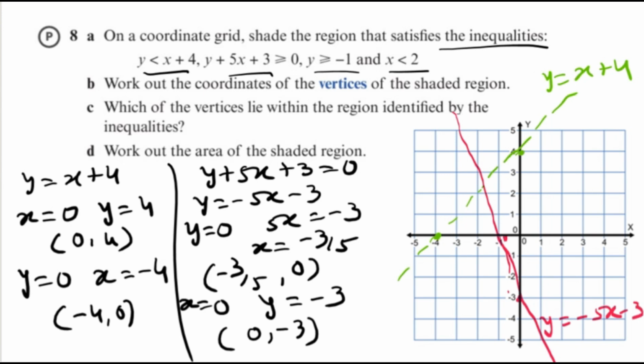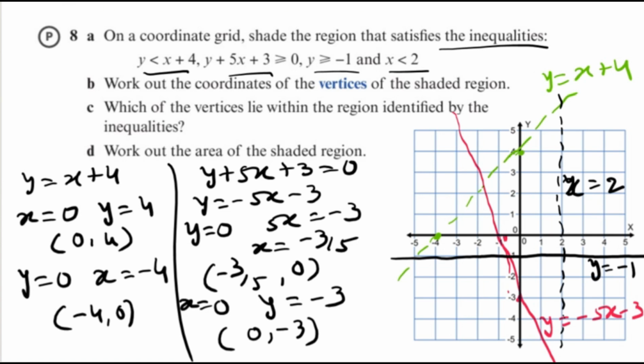Third line, y greater than or equal to minus 1. So basically we have to draw the y equal to minus 1 line, and it has an equal to sign, so we have to draw the solid line. And the fourth line, x less than 2. x is equal to 2, and there is no equal to sign, so we have to draw a dotted line here. So this is the x is equal to 2 line, and this one we can say y equal to minus 1 line. So the first part A is done.